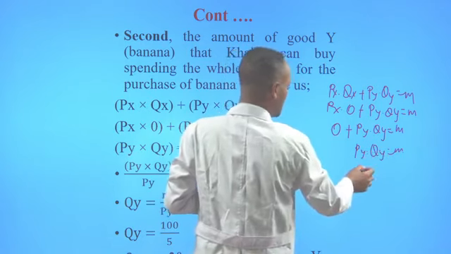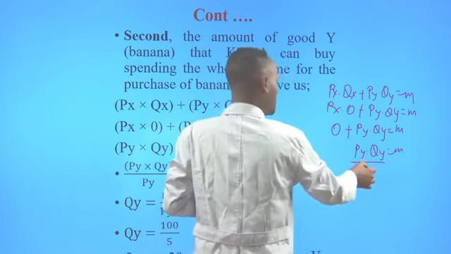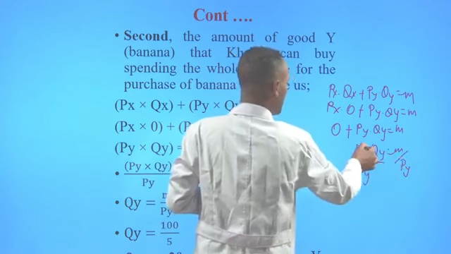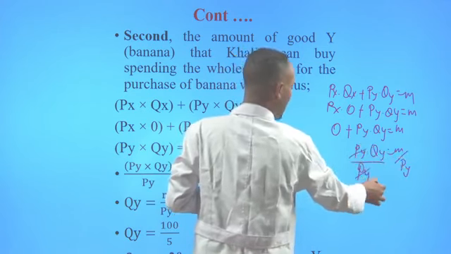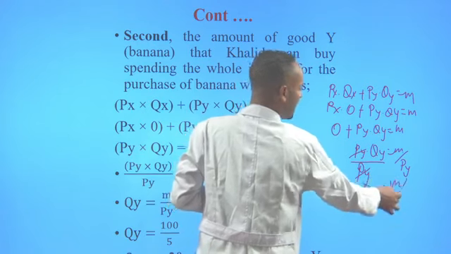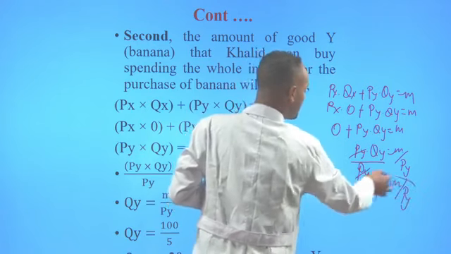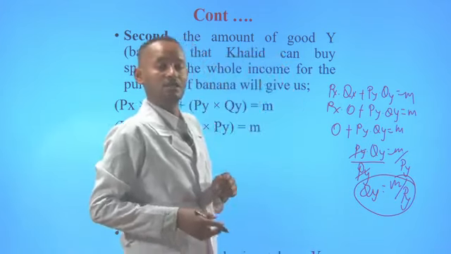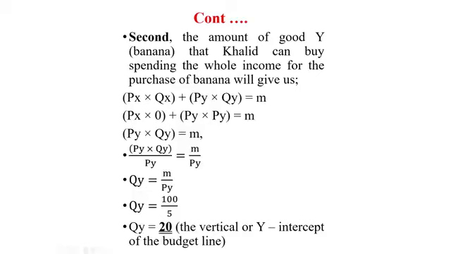And when we divide both sides by the price of Y, we are left with the amount of commodity Y, which is equal to income divided by the price of Y. The quantity of Y, M divided by price of Y, will give you the amount of commodity Y that a consumer can buy, spending the whole income for the purchase of good Y only.